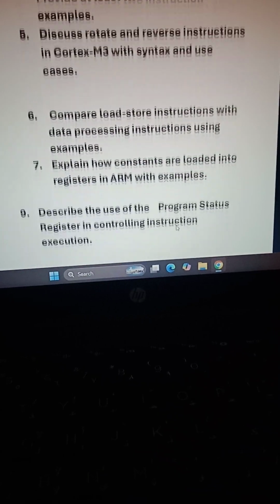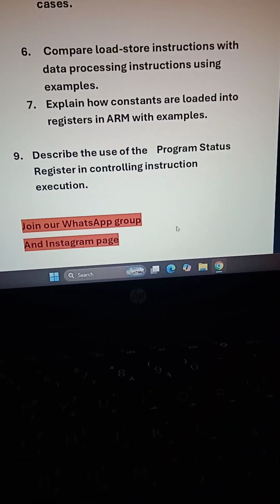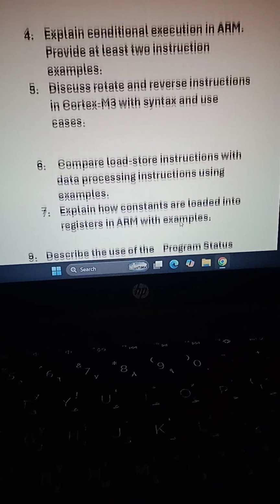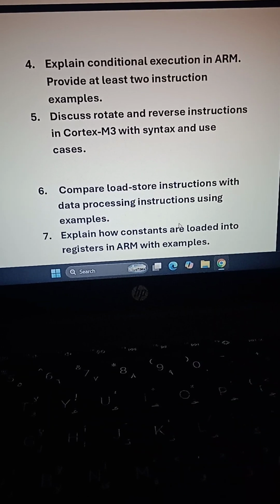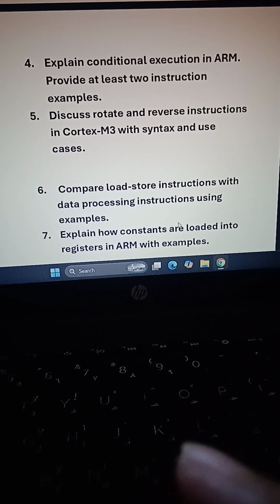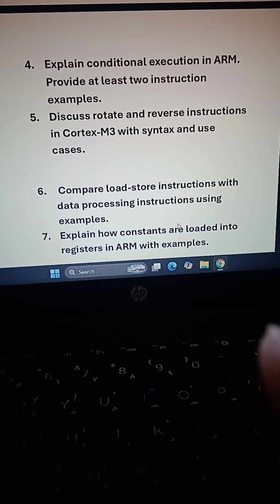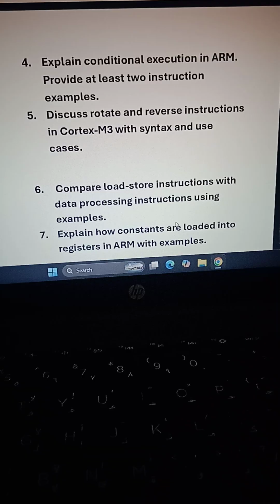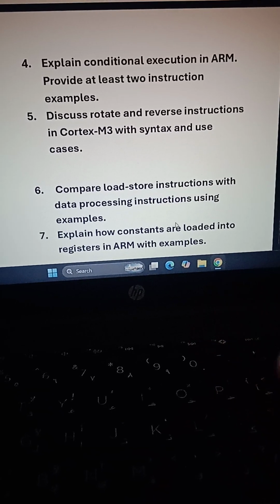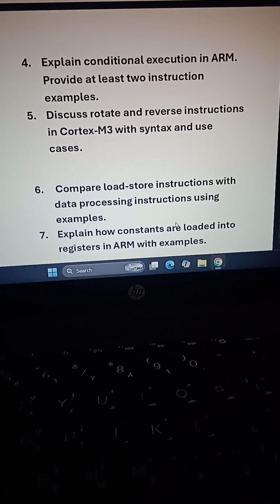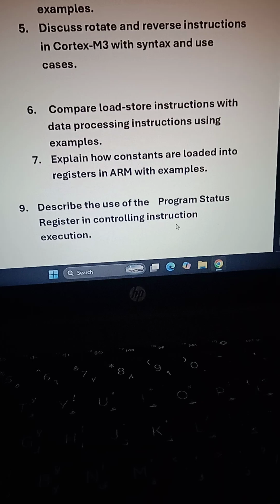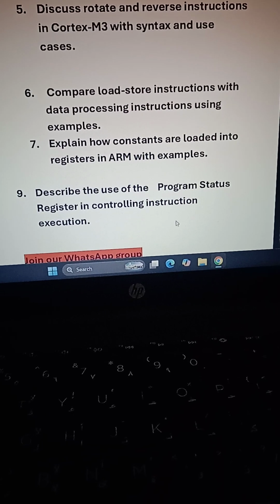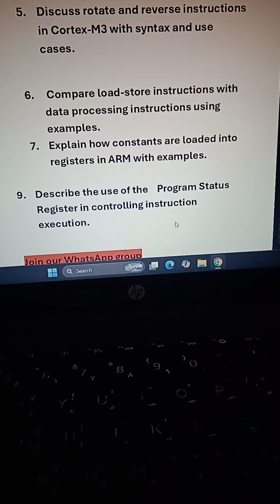See question number 4, 5, 6, 7, 8, 9. Sorry, 8 is missing. So this is question number 4 and question number 5. Discuss rotate and reverse instructions in Cortex M3 with syntax and use cases. 3, 4, 5 are very important. And the last one, describe the use of the program status register in controlling instruction execution.